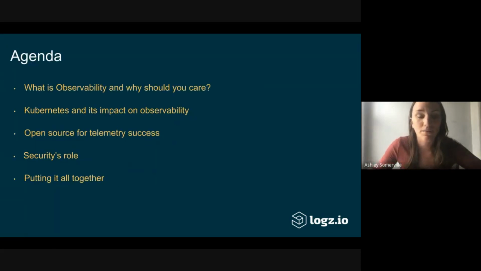Roy and I will be tag teaming the talk. So we'll start with Roy, who will go over what is observability and why should you care. Then we'll go into Kubernetes and how the adoption of Kubernetes has impacted observability. Telemetry success and how open source plays a part in that. Then we'll talk a little bit about security's role. We feel that security is somewhat a neglected piece of the observability platforms. So we'll go through that, putting it all together. And then we'll actually show you some of the open source tools that we'll discuss today in the LogsIO platform, so you can see what those look like.